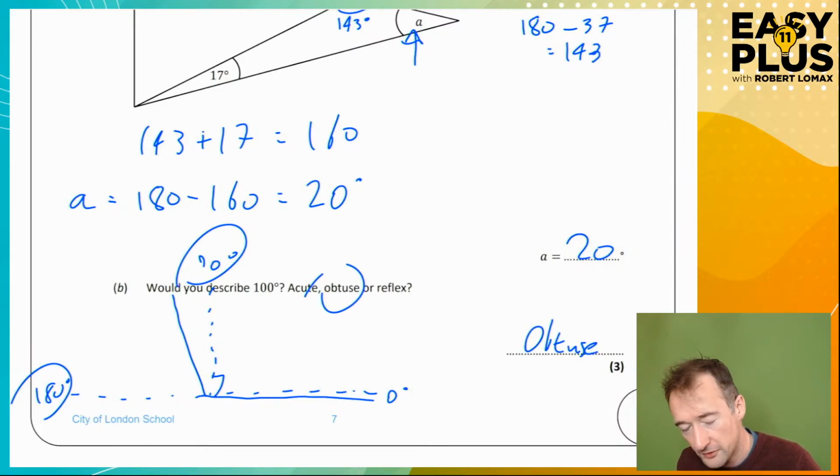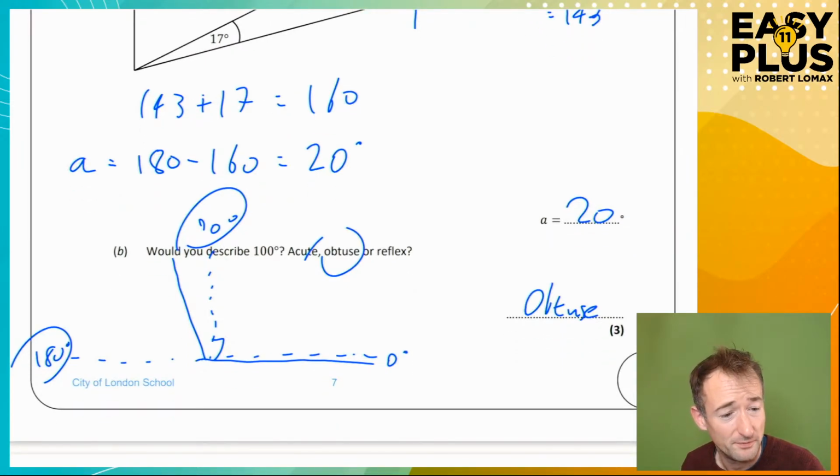Obtuse. It is not acute, it is not reflex, it is obtuse. Like me when I said the wrong numbers there.